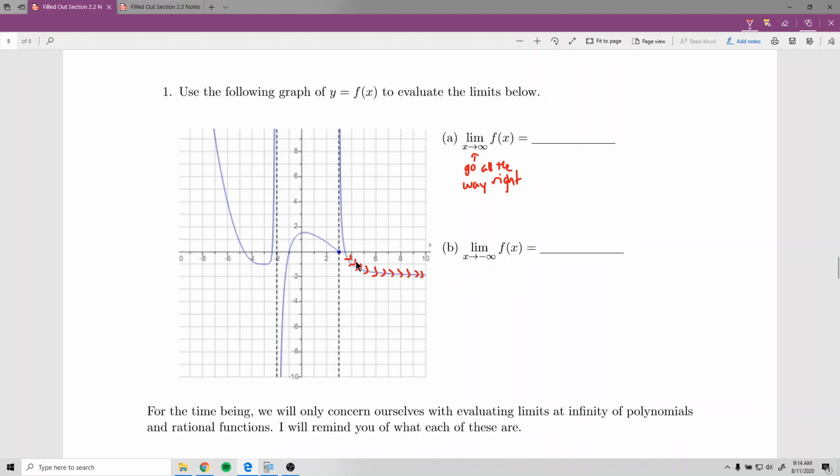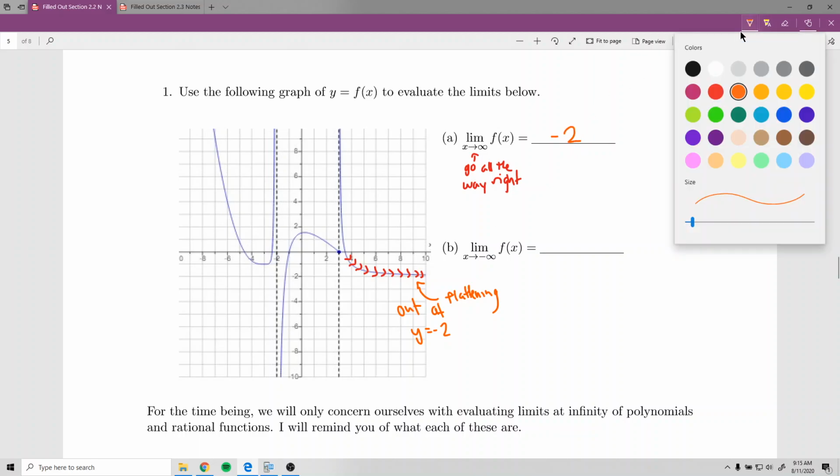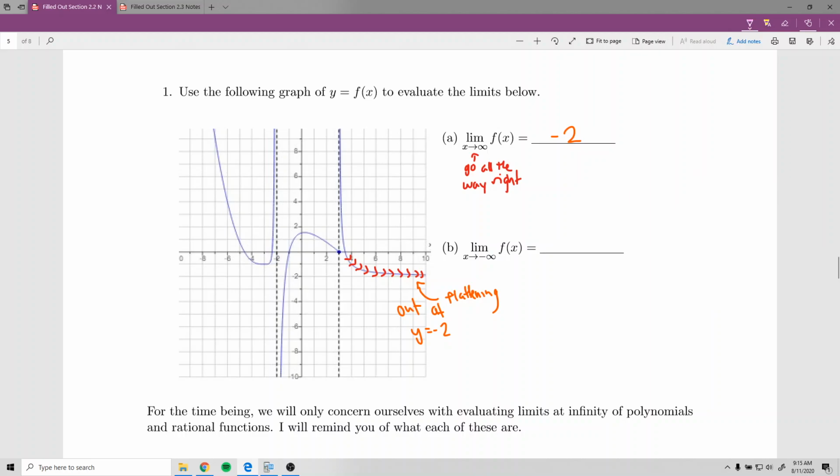Well, like I said, we have to use our best judgment. Your best judgment will be correct as long as you're doing the right thing. This looks like it's going towards y equals negative 2. It's where it's flattening out, and that's going to be our answer. So the limit as x goes to infinity of f of x is flattening out at negative 2. And you just have to assume the pattern of what's going on continues.